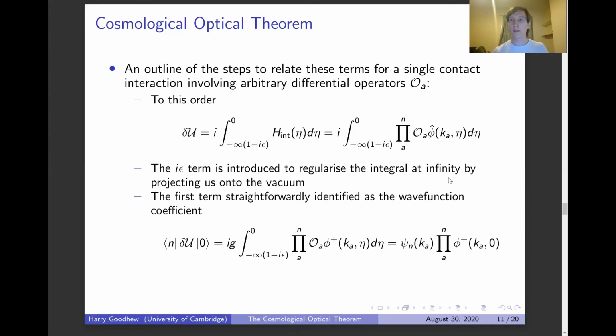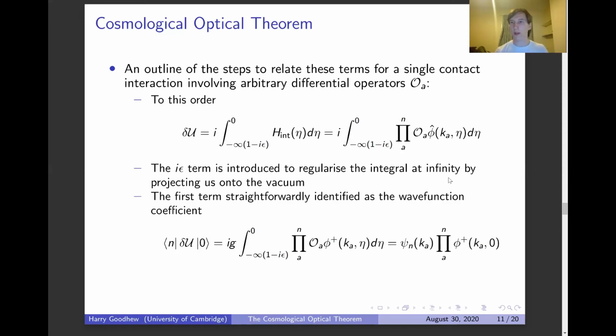So first of all, I will just outline the kind of steps required to relate each of the terms to correlators. The first term on the left-hand side is the inner product over this delta U, which is defined as shown on this slide. The important thing to note here is the introduction of the i epsilon term, which is introduced to regularize the integral at infinity by projecting us into the vacuum state, and this is required to prevent the integral from diverging.